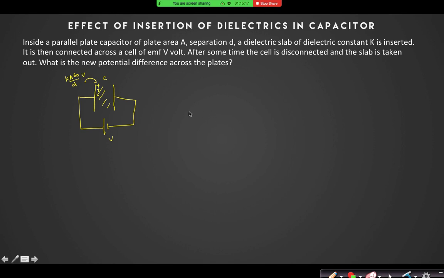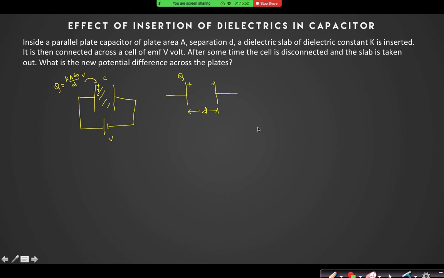Now if I disconnect that battery, will that charge remain the same or will it change? It remains the same. The same Q charge will be there. Now if I take that dielectric out, will that charge change or remain the same? Same, because the charge has nowhere to flow. No path to flow, so the charge will remain the same.